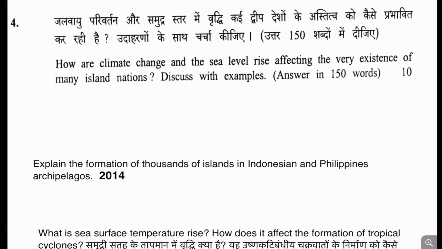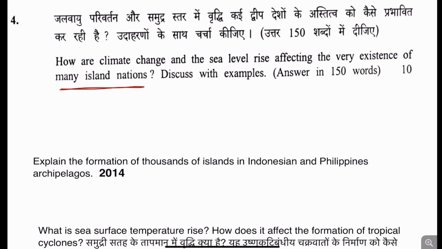Now moving to the next question, question number 4: how are climate change and sea level rise affecting the very existence of many small island nations? Small island nations are under an extinction threat because of climate change, global warming, sea level rise, etc.